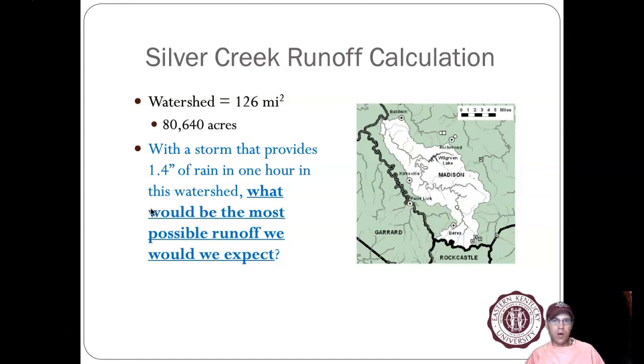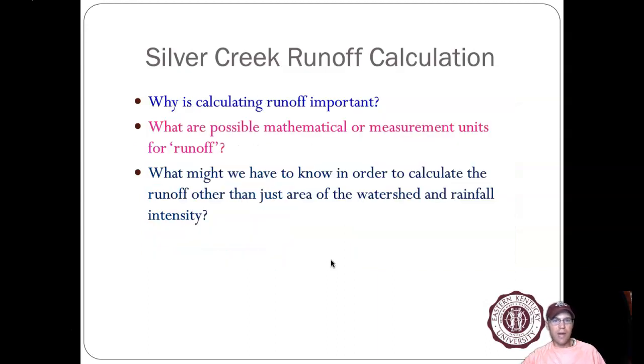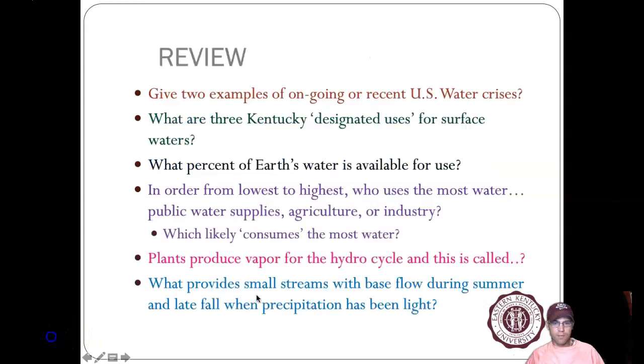In our next video, we're going to look at how we calculate runoff. There are going to be two types of runoff calculations we focus on: the rational equation and also Manning's equation. And you might ask yourself, why is calculating runoff important? We're going to cover that in the next video. But before we go to the next video, I'm going to do a quick review.